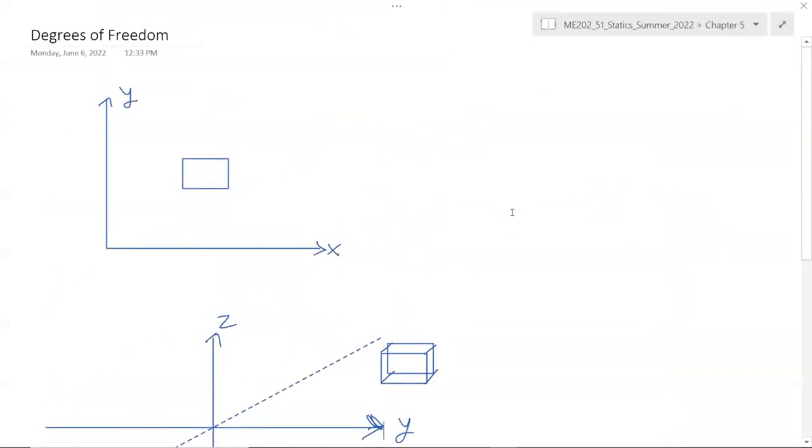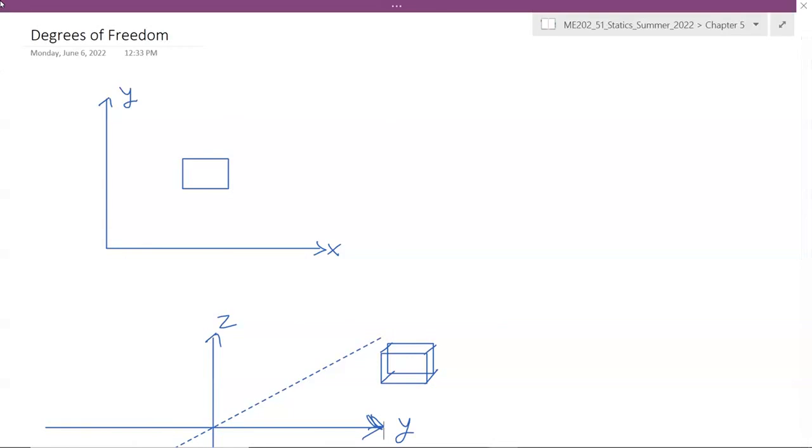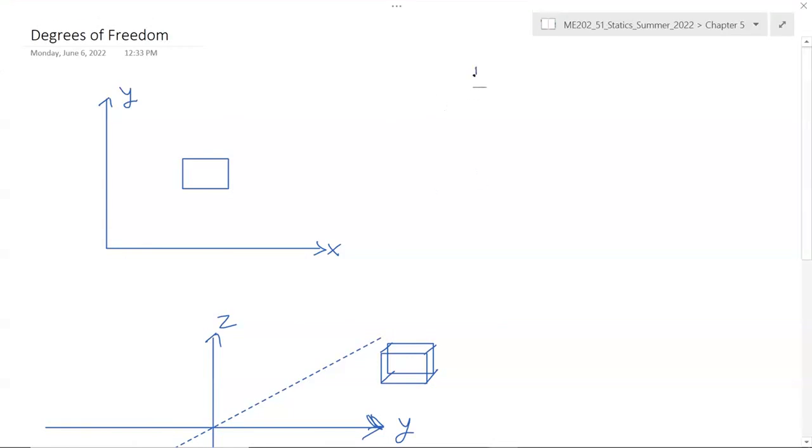So first, let's talk about what's the difference between a rigid body and a particle. Whenever in statics, engineering mechanics, and dynamics both, whenever we talk about solving a problem, we either consider an object as a particle or a rigid body.